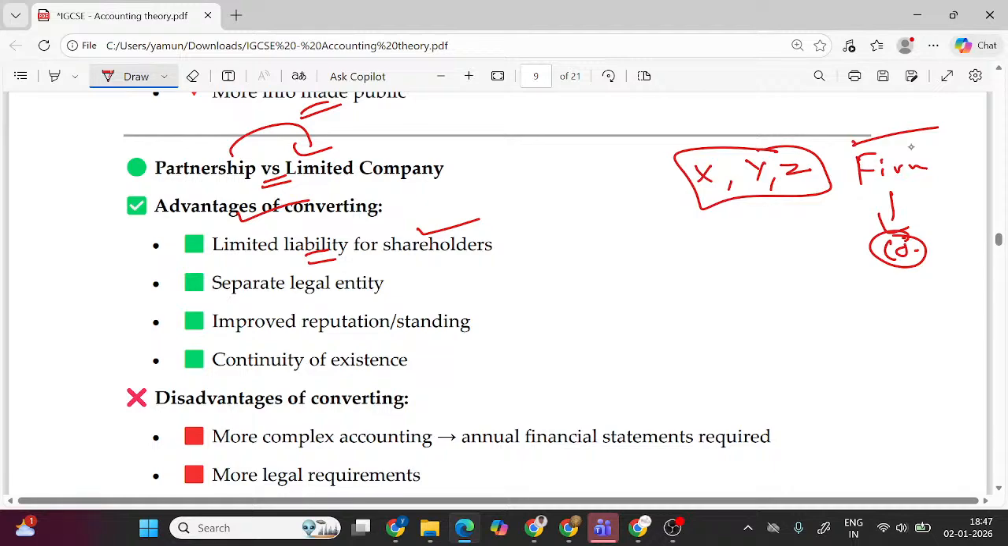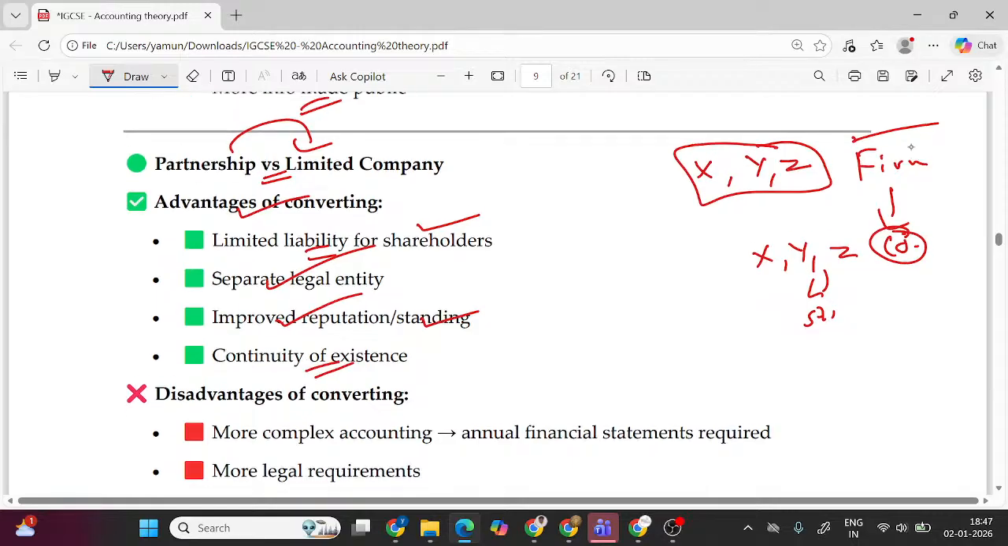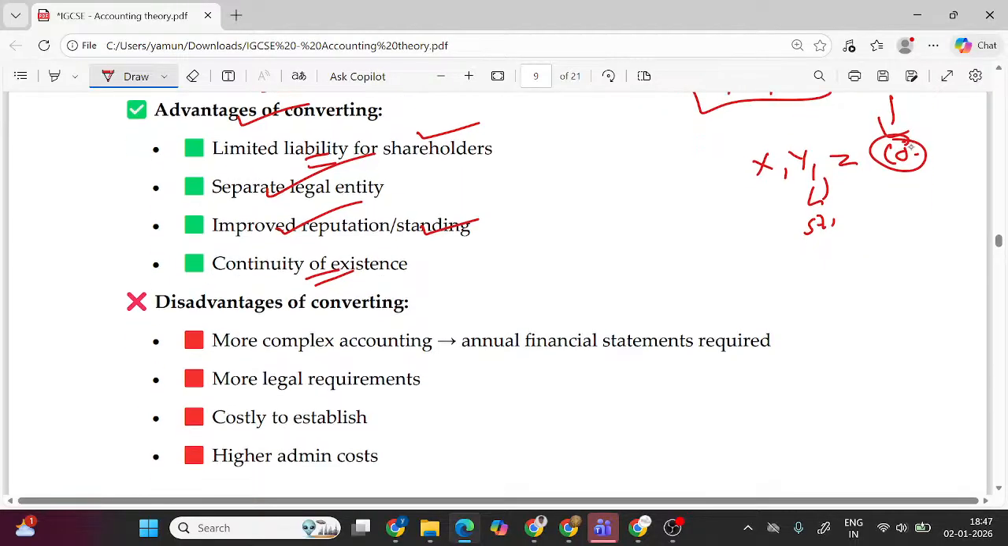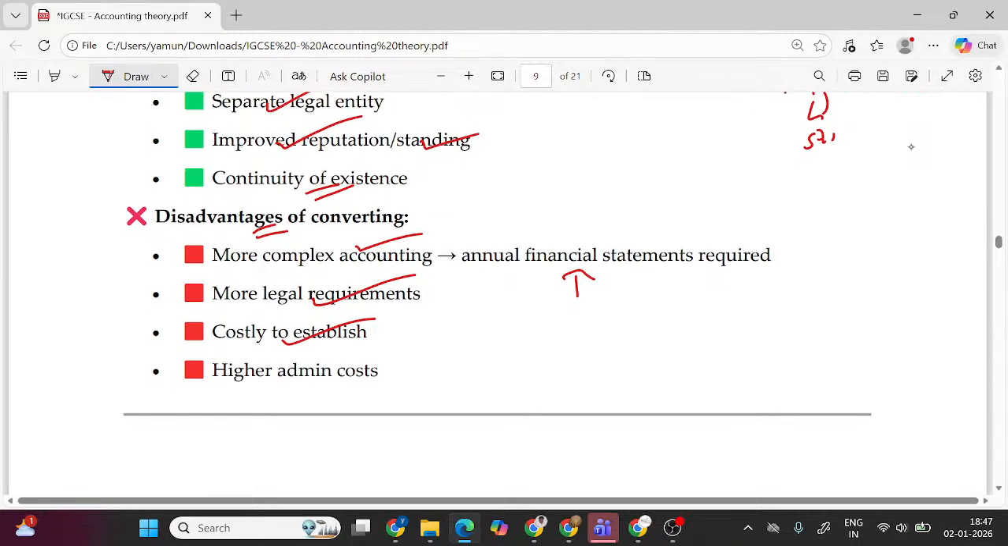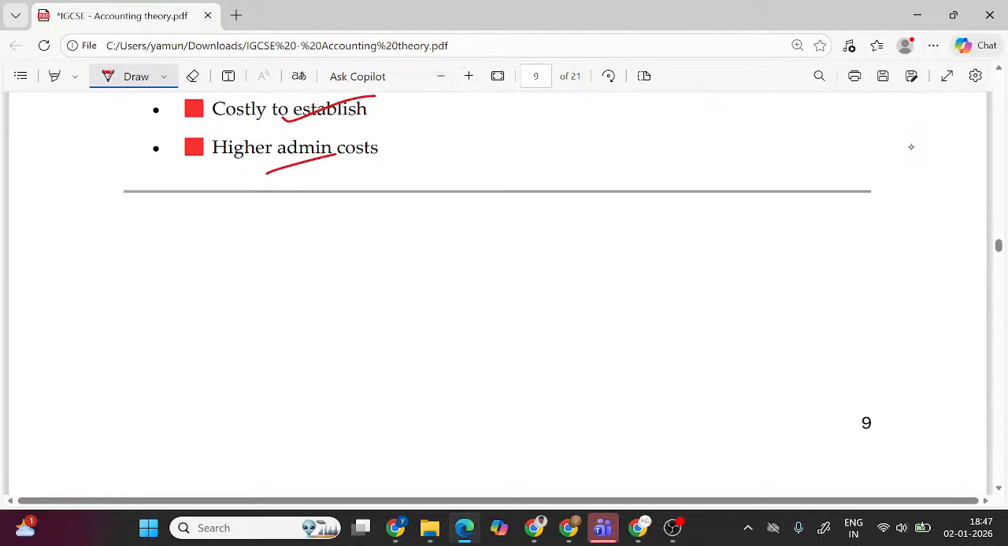Here, X, Y, and Z will not be called partners. Instead, they'll be called what? Shareholders. Okay. The separate legal entity concept will be followed. There will be an improved reputation and standing for the business, and continuity of existence will be there. The going concern will not get affected here, whereas in a partnership, it is totally different. Disadvantages: more complex accounting, annual financial statements, everything. You have to follow that principle. More legal requirements, costly to establish, and the administration cost is also high.